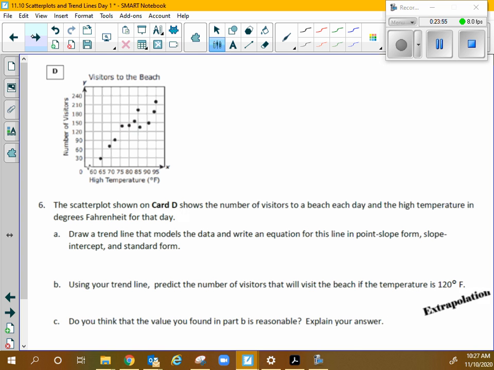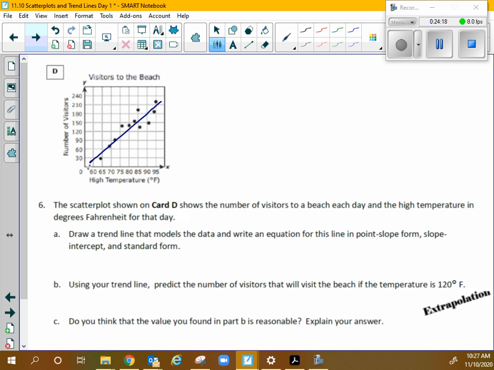Card D. High temperature and number of visitors at the beach. So let's draw a trend line. What would be true about my trend line? It's positive, strong correlation coefficient, positive correlation coefficient.